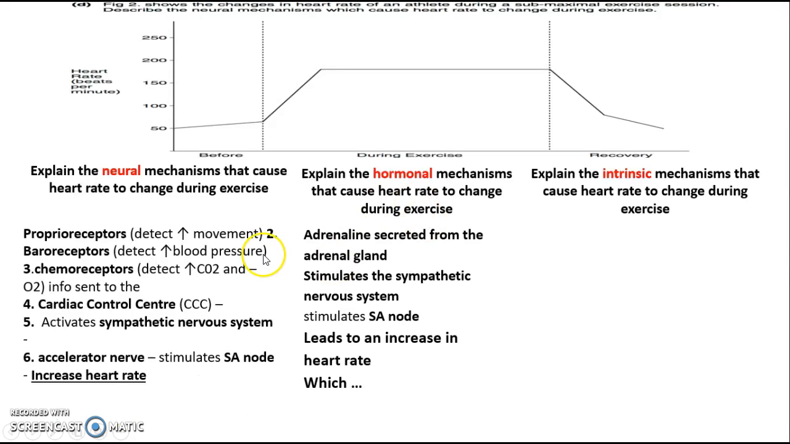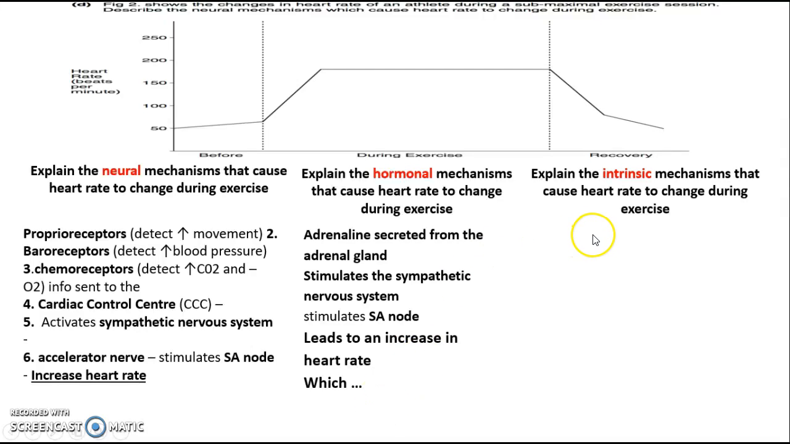Hormonal then. So when you talk about hormonal control, you're thinking about adrenaline. Adrenaline secreted from the adrenal gland stimulates the sympathetic nervous system, stimulates the SA node, leads to an increase in heart rate, which increases stroke volume, which then leads to an increase in cardiac output.